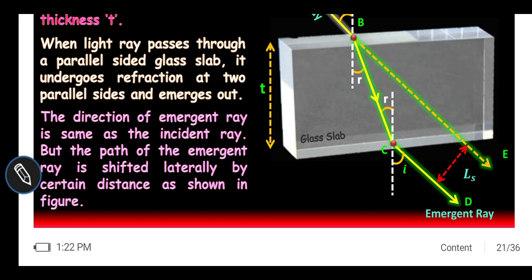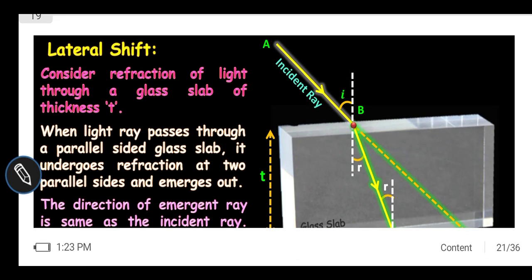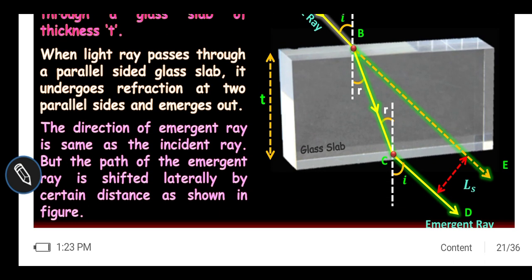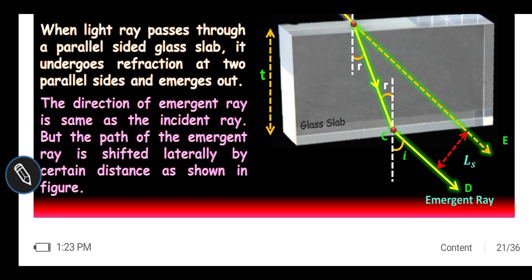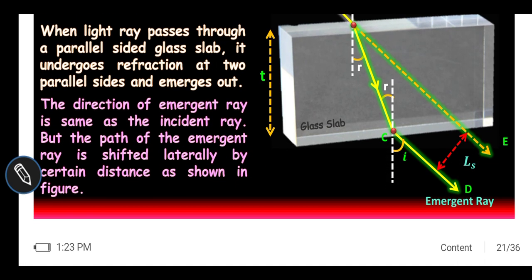Here we can observe clearly the ray of light. It is going to enter into the glass slab, where AB will be the incident ray, BC will be the refracted ray, and CD will be the emergent ray. The incident ray of light AB is laterally shifted along BE, which is represented by LS, that is the lateral shift we can see. And in the diagram, T represents the thickness of this glass slab, R represents the angle of refraction, I represents the angle of incidence.